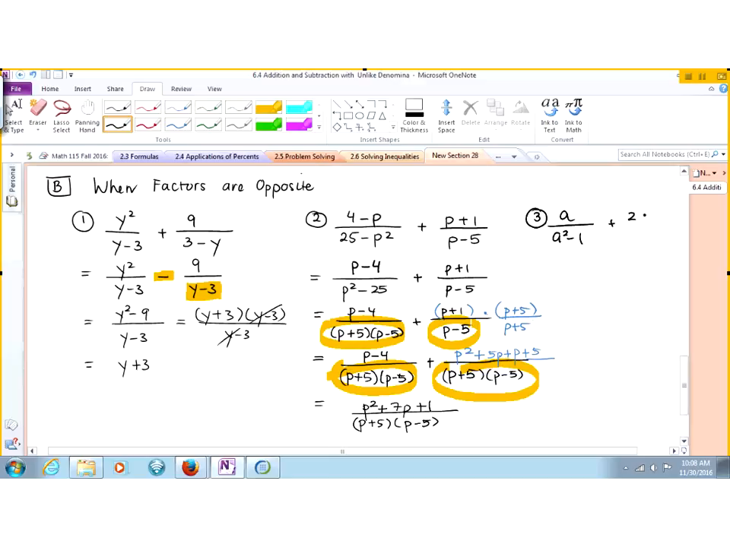A over a squared minus 1 plus 2a over a times a minus a squared, sorry. All right. Okay, so a squared minus 1. A plus 1, a minus 1. A minus a squared.